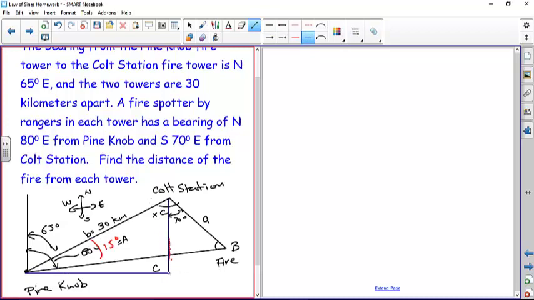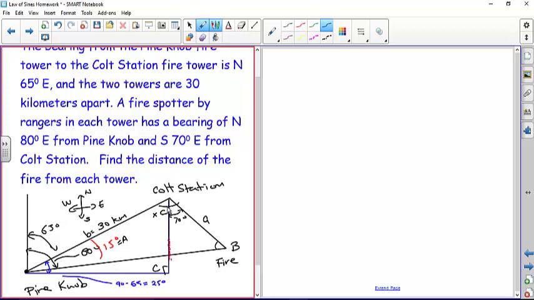And what that will allow me to do is to figure out this angle. Once I know that angle, the rest of it's a piece of cake. Okay, so I've got this right triangle, and the angles are these two here. So the blue angle is going to be 90 minus 65. So 90 minus 65 is 25 degrees. So what I have is this right triangle with 25 degrees here, and the hypotenuse is 30.